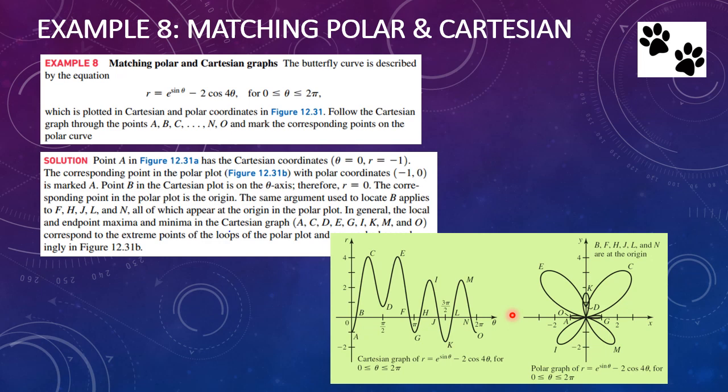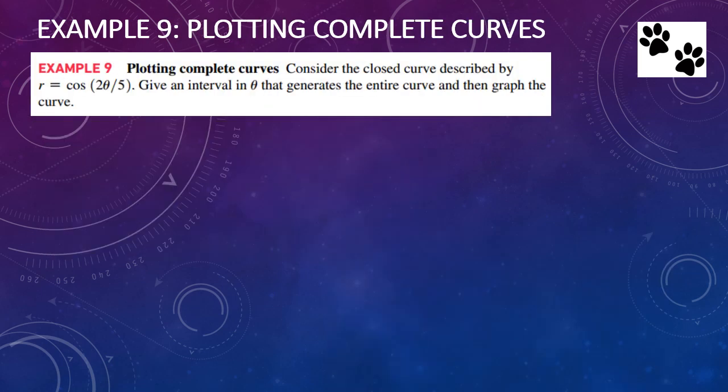You can see that when graphing polar curves that eventually close on themselves, it's useful to specify an interval in theta that generates the entire curve. In some cases, this problem is a challenge in and of itself. And so, given that, this is a curious example. Consider the closed curve described by r equals cosine of 2 theta over 5. Give an interval in theta that generates the entire curve, and then graph the curve.